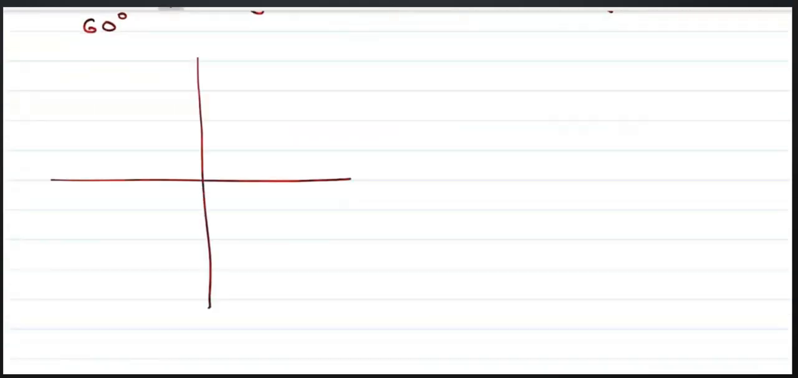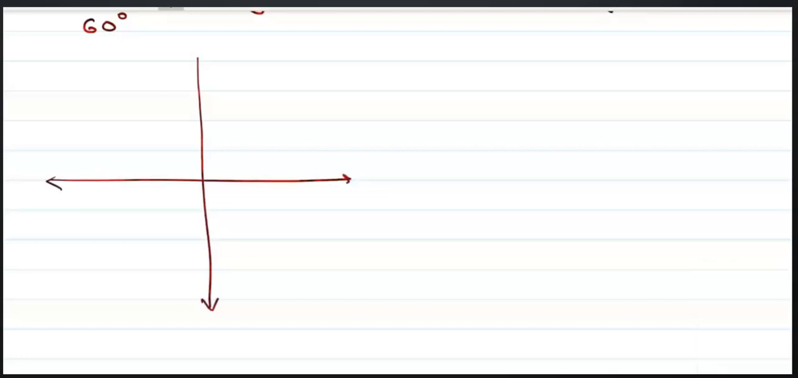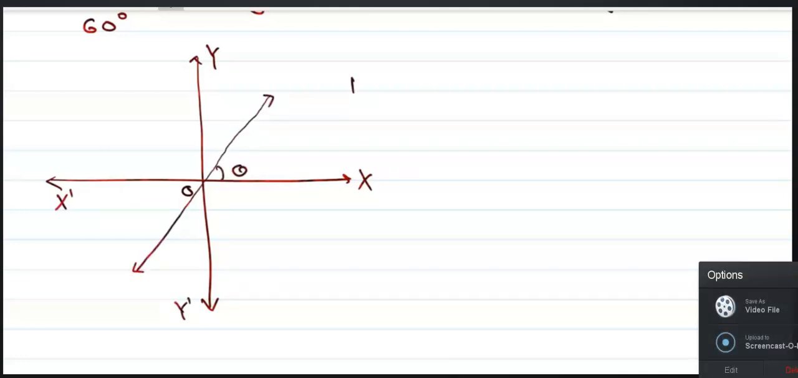First, the line contains the origin and has an inclination of 60 degrees. When the given line passes through the origin, it has the standard form y is equal to mx. Now see this here: x-axis, y-axis. This is the line which passes through the origin. It makes an angle of theta with the x-axis.